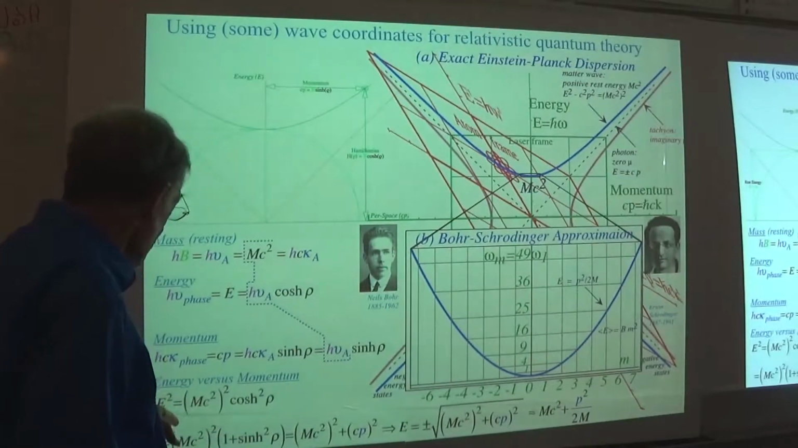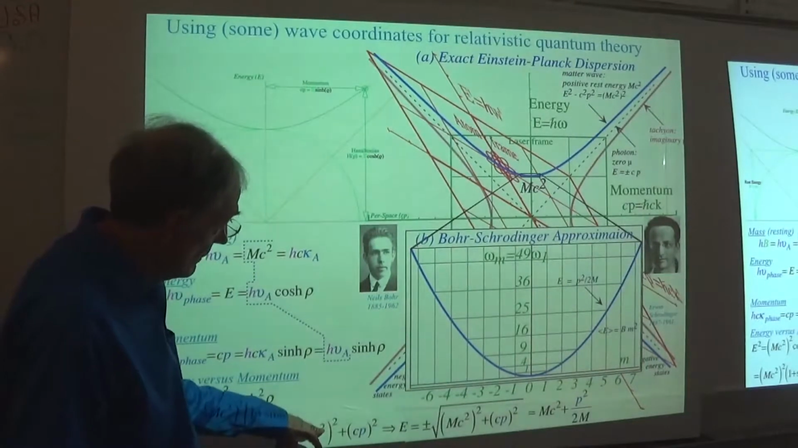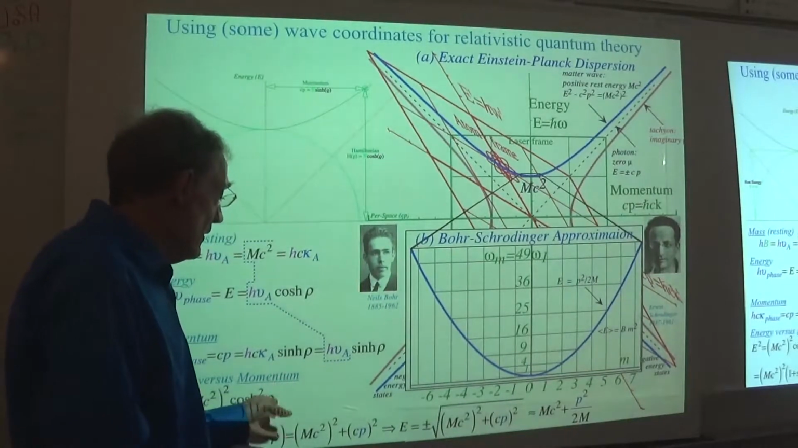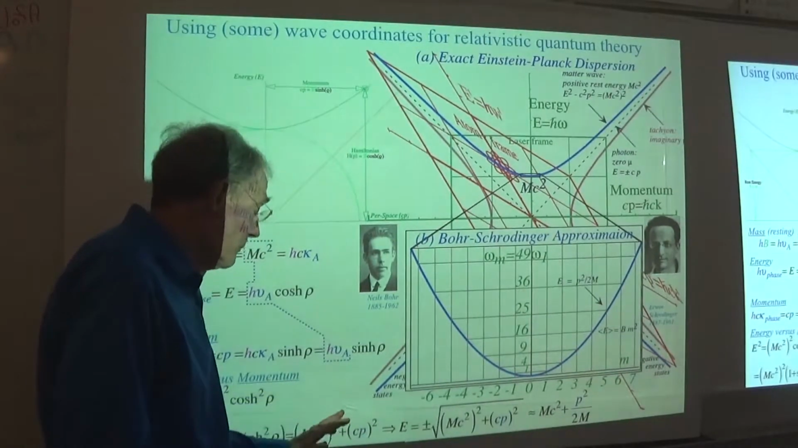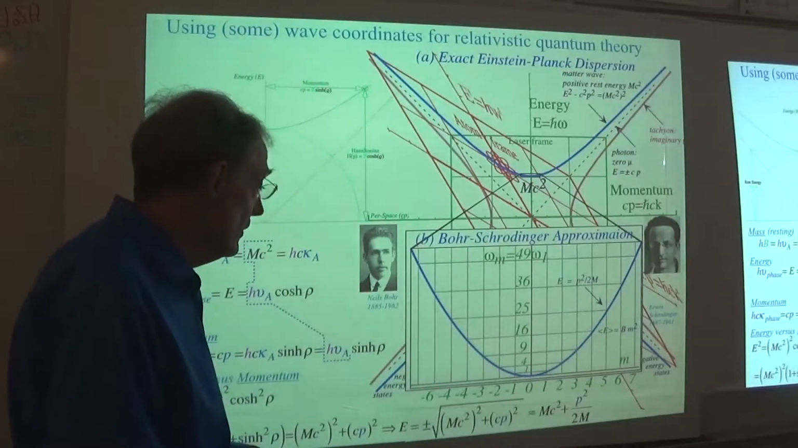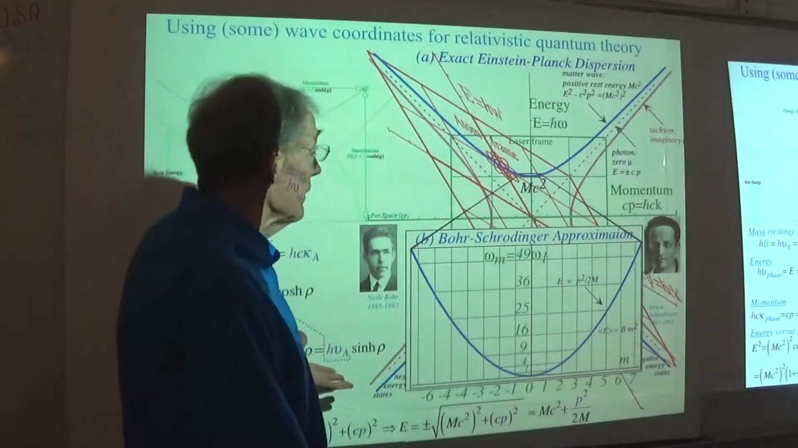So you have an equation here for E squared, which is (mc²) squared, it's (mc²)², plus (cp)², c times momentum, squared. That gets you the right units and the right values. And it's plus or minus that.